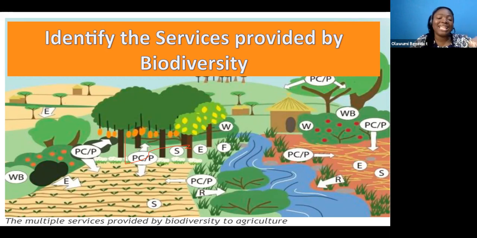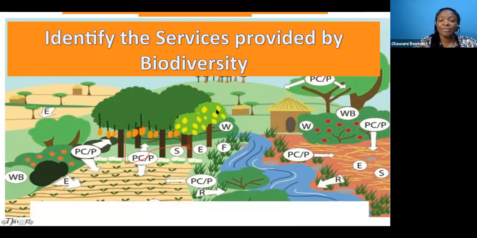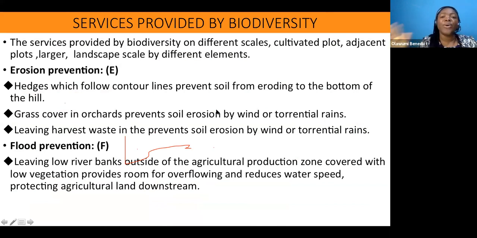So what are the letters, like Mr. Ignatius was already asking? So what are these letters that are there? We look at the letters now, one after the other. So the services provided by biodiversity on the different scales, whether cultivated plots, adjacent plots, the large plots, the landscape area, they are by the different elements that we are seeing. These are services that are provided by these different elements.